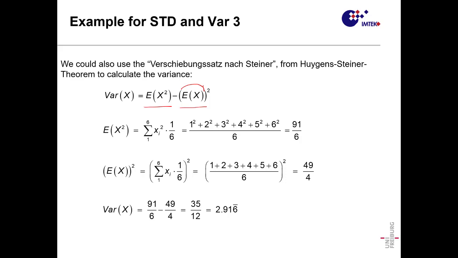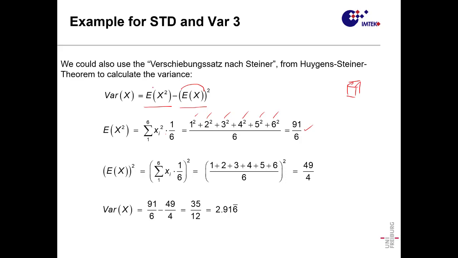So in this case, the expected value of the square, we are talking about having only 1 die here. So we will have 1 squared, 2 squared, 3 squared, 4 squared, 5 squared, and 6 squared. Okay? And then you multiply by the probability, because you're doing the expected value here. And then the expected value of the variable squared is 91/6.